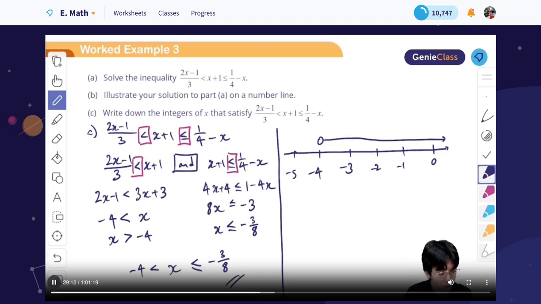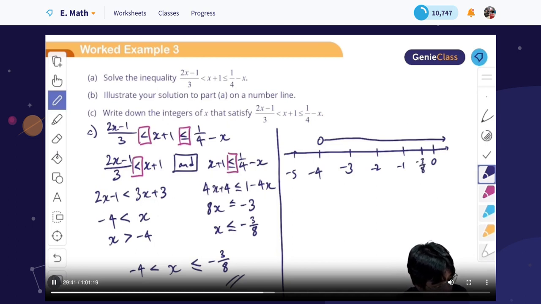Okay, so take note, when you draw your negative 3 over 8 on your number line, right? Take note that negative 3 over 8 is slightly less than half, right? It's less than 4 over 8. So you will draw your negative 3 over 8 slightly closer to the 0, okay? Near half but slightly closer to 0, so that you keep the scale there. Okay, so this is negative 3 over 8.